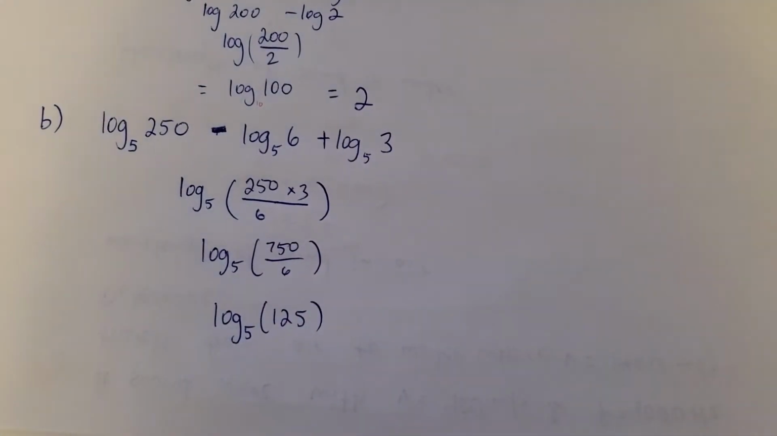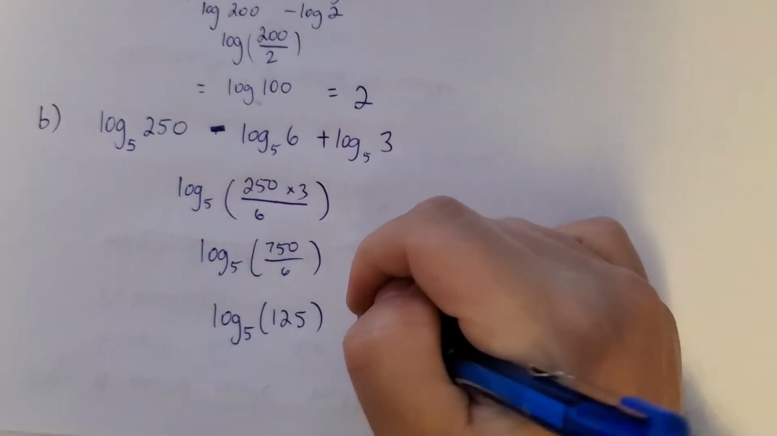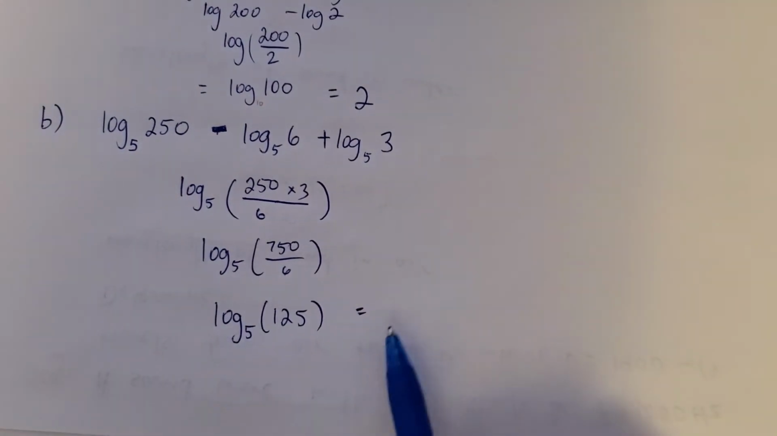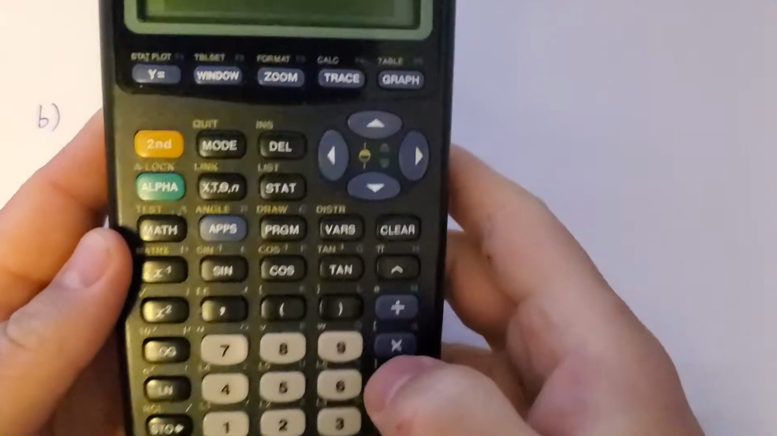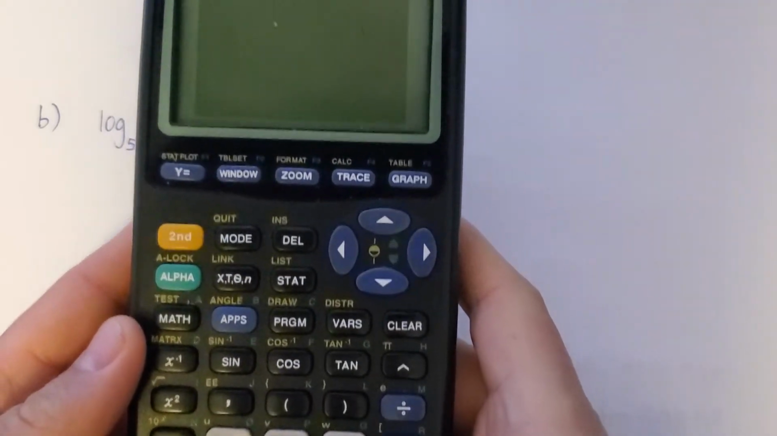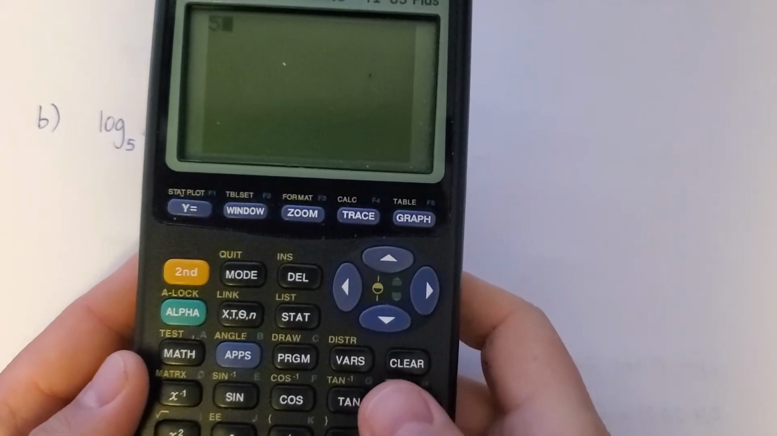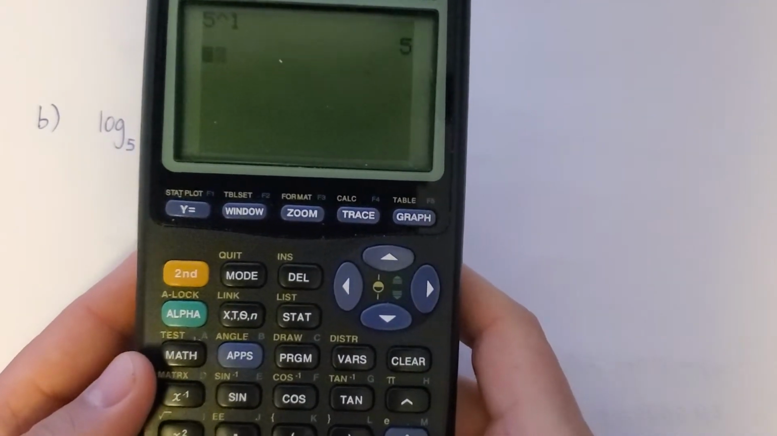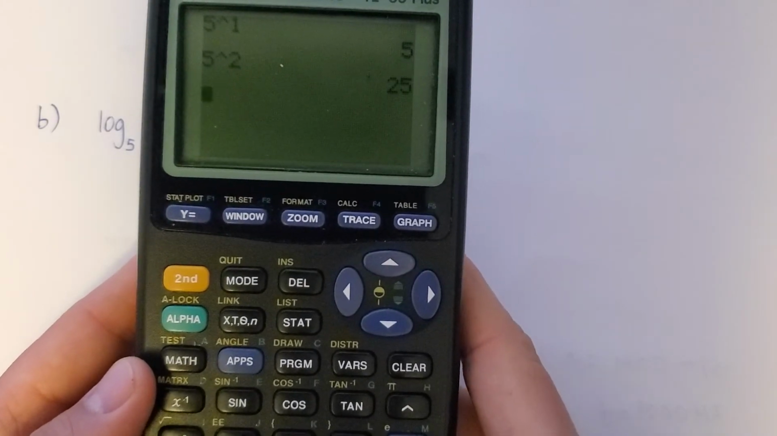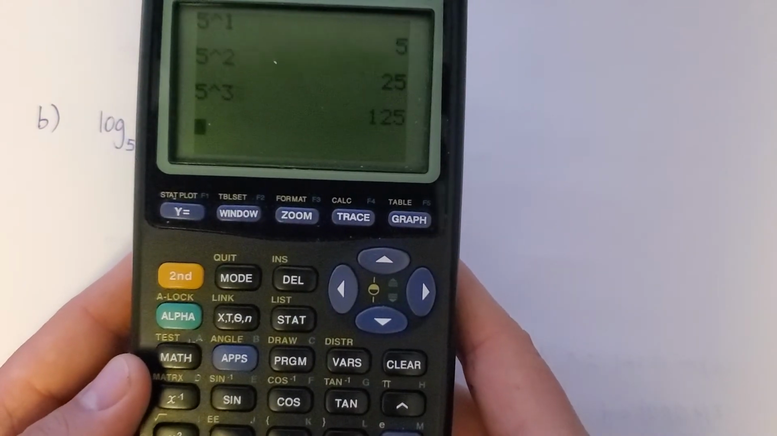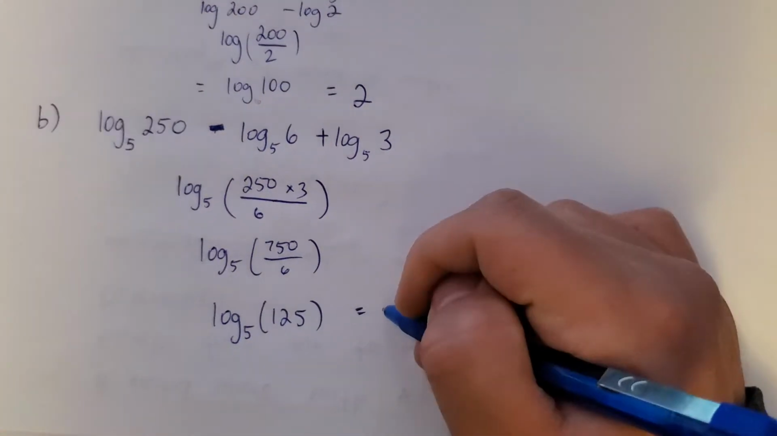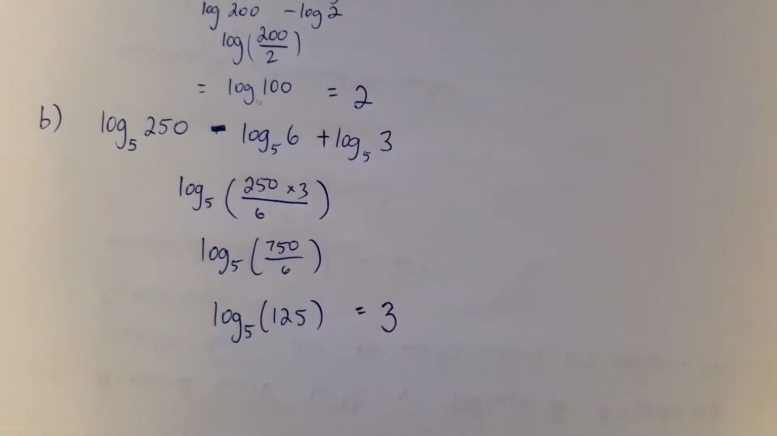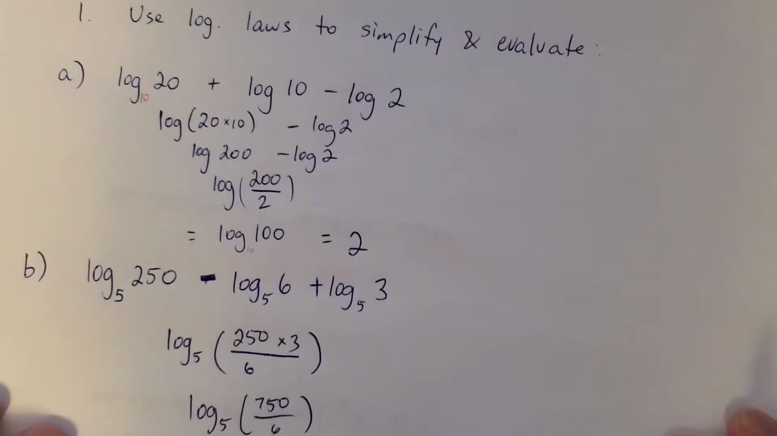Okay, and we can actually evaluate that. Again, you're looking for the exponent. 5 to the power what equals 125? If you don't know what that is off the top of your head, I don't blame you. What you can do is just try some stuff. So I know 5 to the power 1 equals 5. Try 5 to the power 2, 25. 5 to the power 3, we got our answer. Okay, so the answer is that exponent, 3. That looks good.